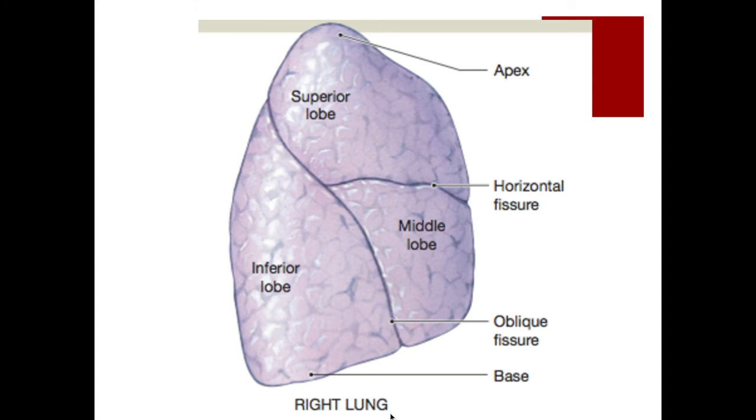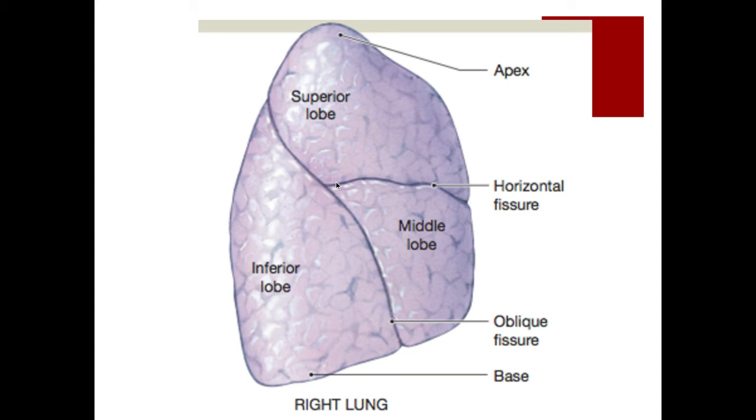Now, in a right lung, it's pretty similar, just one or two small differences. We have the apex still the same. The base is still the same down here. We have the oblique fissure, which is coming at the angle here. But now we have a horizontal fissure. That's one of our differences here.